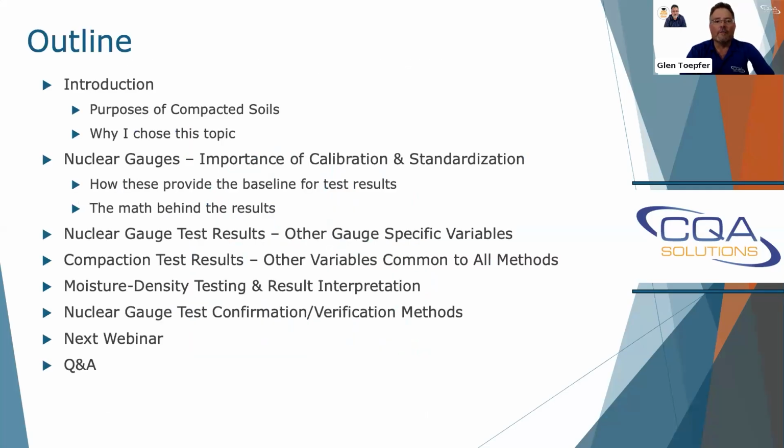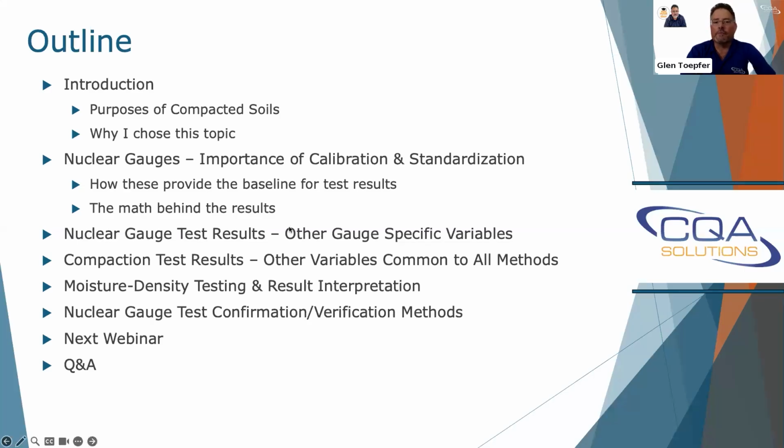So an outline of what I'm going to go over today. First thing is going to be just a brief introduction, just briefly discuss the purpose of compacted clay soils, or compacted soils really. Doesn't have to be clay. Why I chose this topic. We'll look at some projects that kind of explain that. Nuclear gauges. We'll look at how they work, the importance of calibration and standardization, how these provide the baseline for your test results. And then I'll get into the math behind the results to give you a little better understanding for those of you that haven't been doing it for a long time.